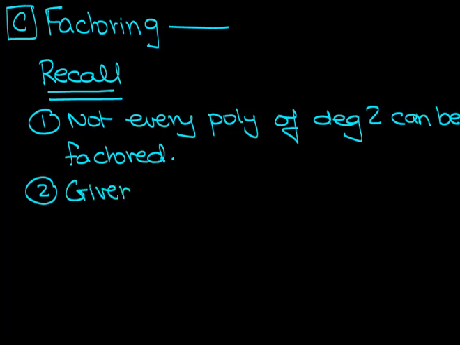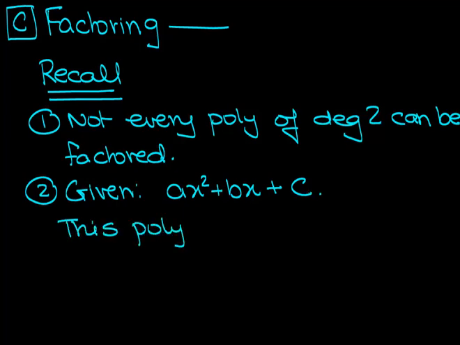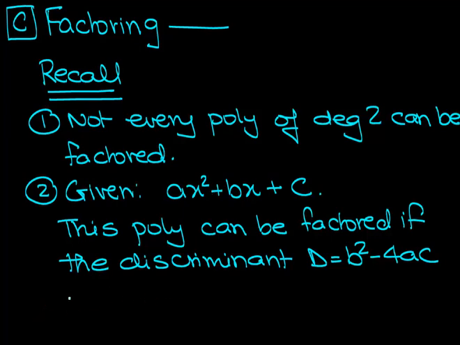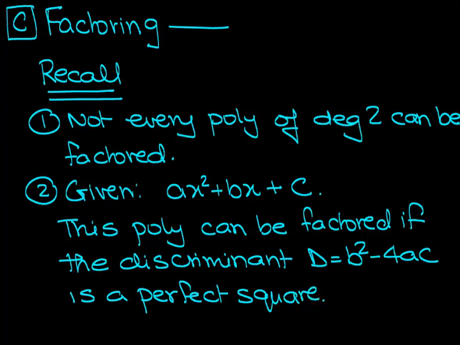Given ax squared plus bx plus c, a polynomial of degree 2, this polynomial can be factored if the discriminant, which is given by the formula d is equal to b squared minus 4ac, where a, b, and c are the coefficients from the above expression, is a perfect square. So if the discriminant is a perfect square, then we can factor that polynomial.